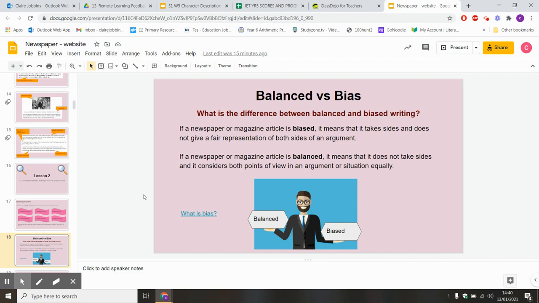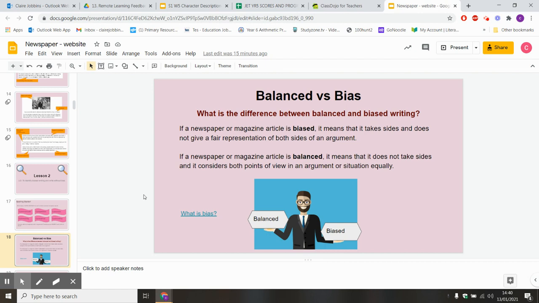What is the difference between balanced and biased writing? If a newspaper or magazine article is biased, it means that it takes sides and does not give a fair representation of both sides of the argument. So basically, it's like they've just taken one side and they don't care what other people say. They don't care about the factual information. They're just going to go, no, this person said it's right, so it's right.